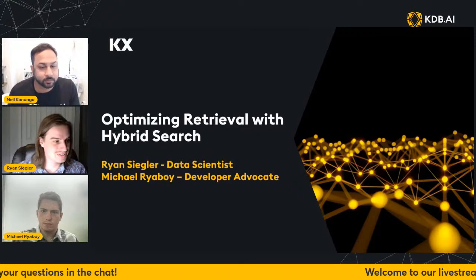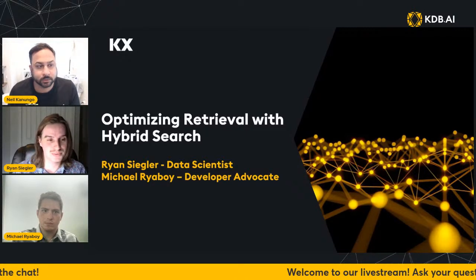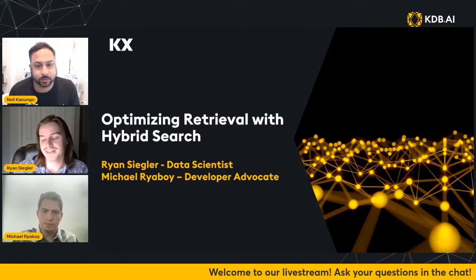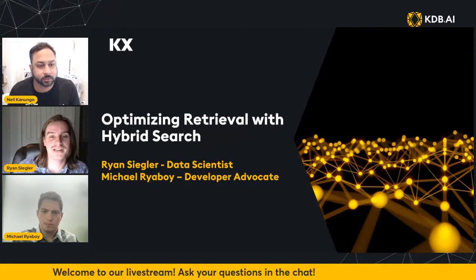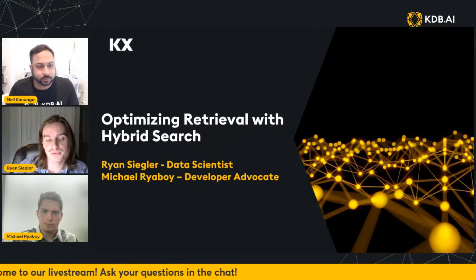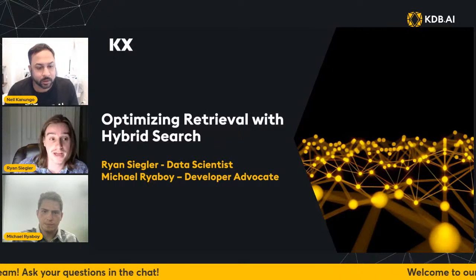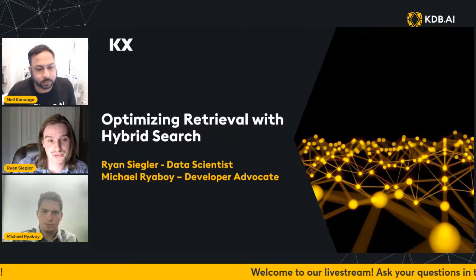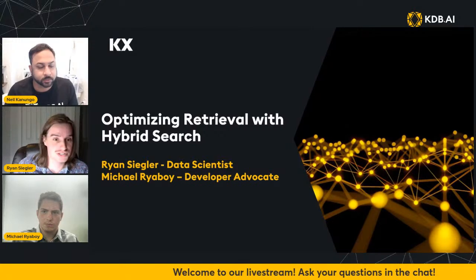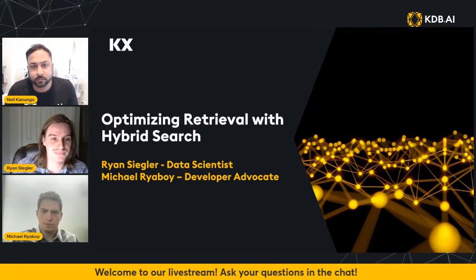Sounds good. Thanks for the introduction, Neil, and thanks everybody for joining. Today, we'll be diving into the topic of hybrid search and how we can use that to improve how accurate our vector databases are, and in turn, of course, improve retrieval for applications such as retrieval augmented generation.